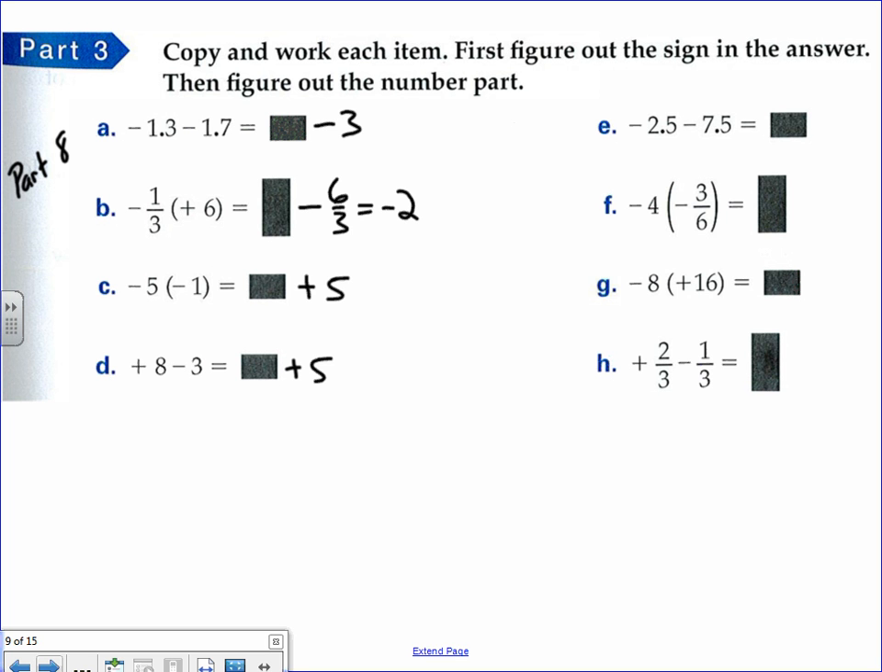Again, pause the video. Work on letters E, F, G, and H on your own. When you complete those, go ahead and continue the video and review for part 9 of your test.